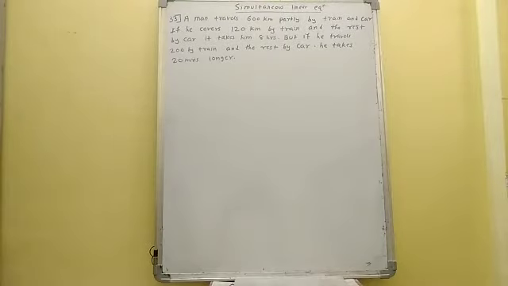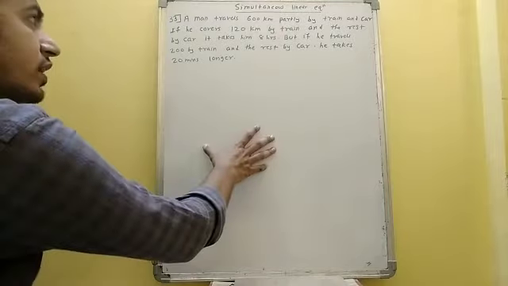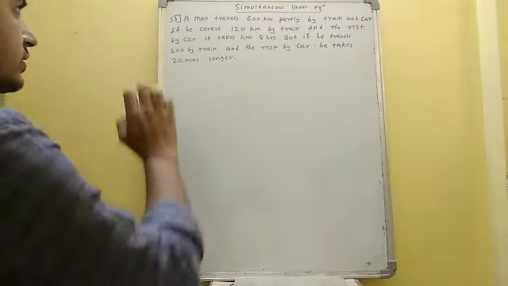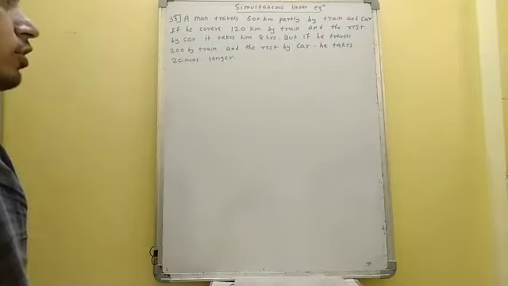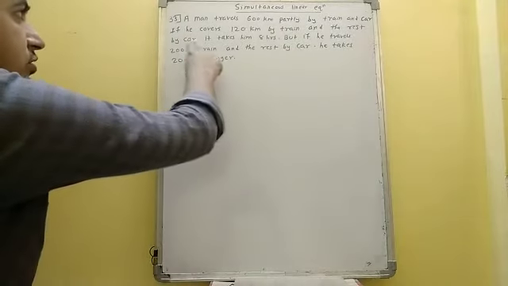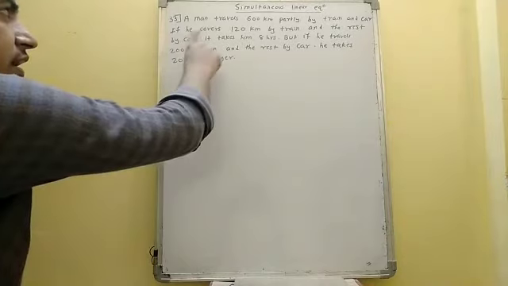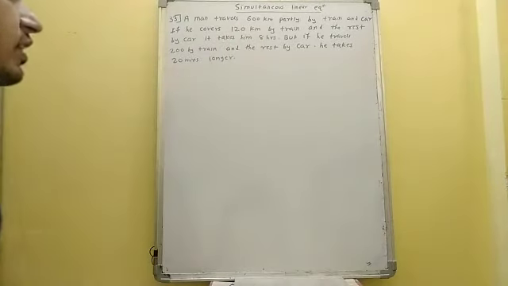Okay, students, we will start with the 33rd sum. Hopefully this is the last part of these word problems. A man travels 600 kilometers partly by train and partly by car. The total distance to be covered is 600 kilometers. If he covers 120 kilometers by train, it is obvious that the rest of the distance is covered by car. That is 600 minus 120 is covered by car.